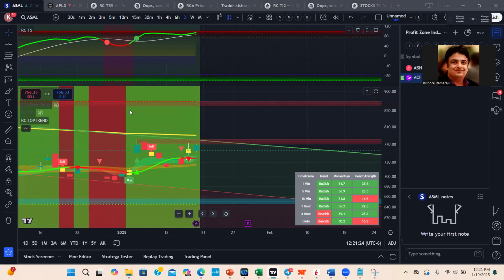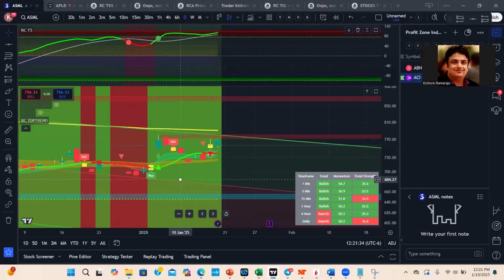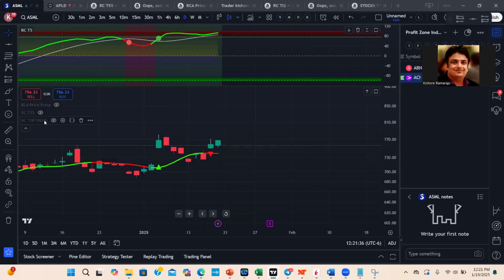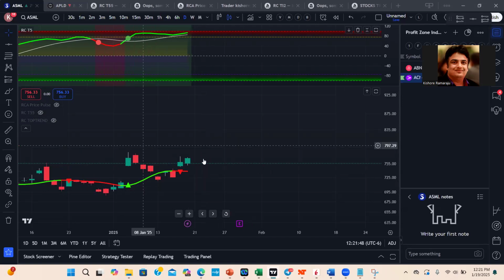So we can take March expiry like that, right? We can go one month, two months away and collect the premiums. Then your risk is minimal. So you can use any of the indicators for the confluence. And if our profit zone indicator is telling that, yeah, these are the dates where this stock moved so much in the last 35 years, and if our price pulse and T5 are also giving the same confluence, right?